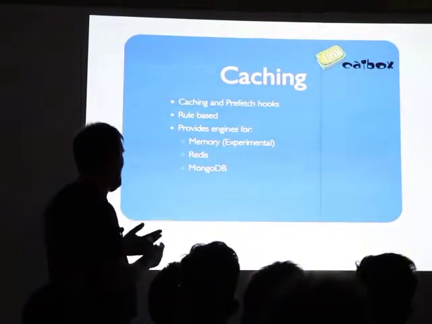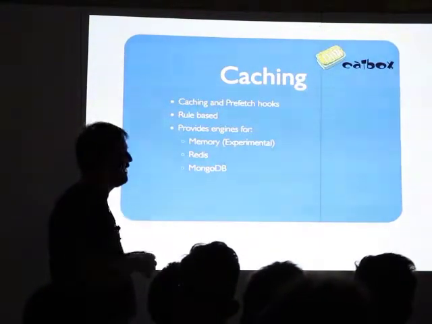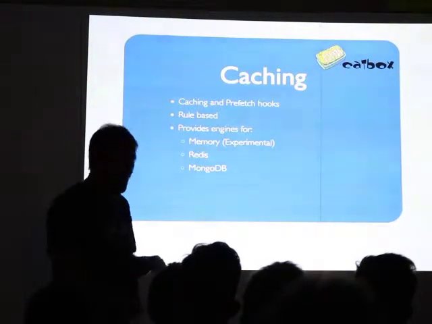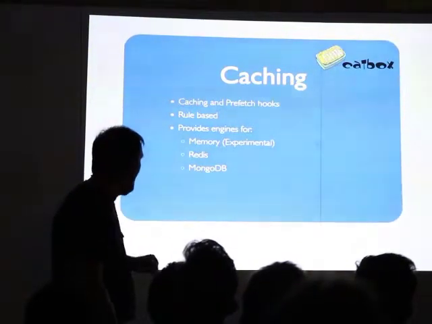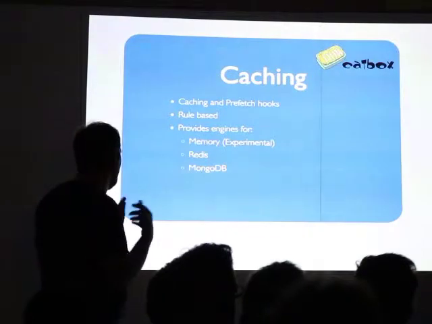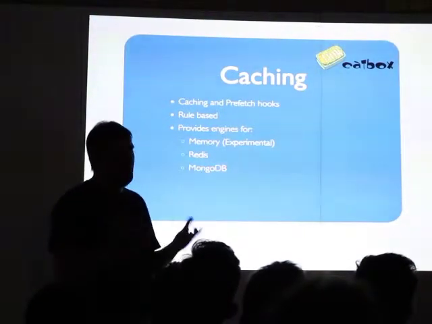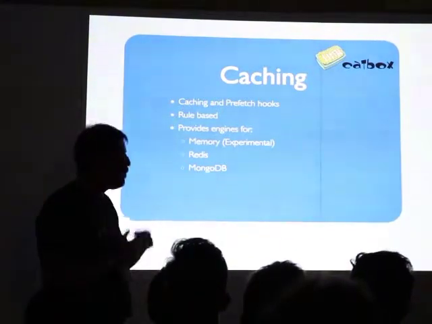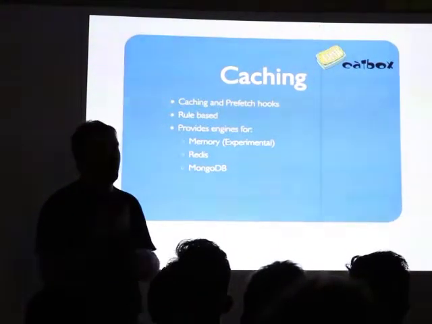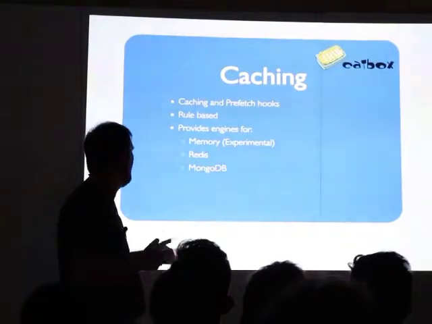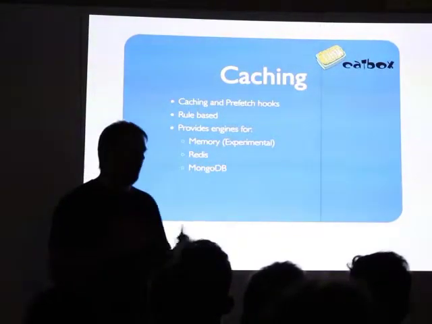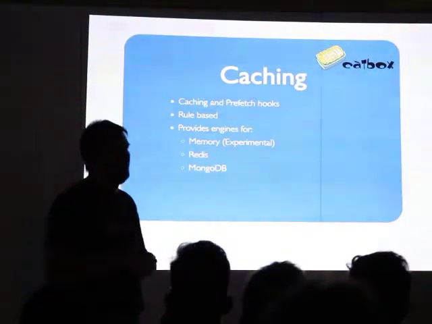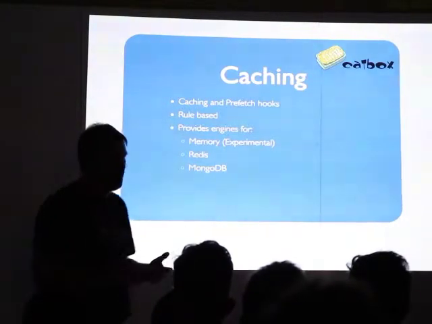Basically it uses Redis, can use Mongo, can use memory. Pretty much most of this stuff is using Redis as the cache. And the interesting part of the caching is it's got a rule-based engine. It enables you to set all sorts of timeouts and rules around expiry of data and prefetch hooks. So if data does expire, you can prefetch it so when the next request comes through, it's already in the cache.